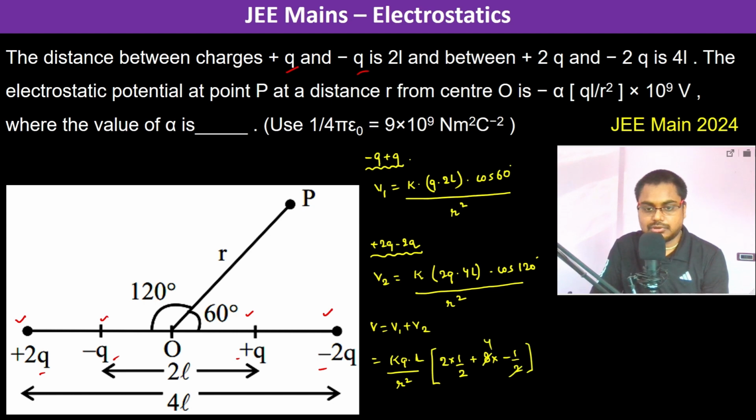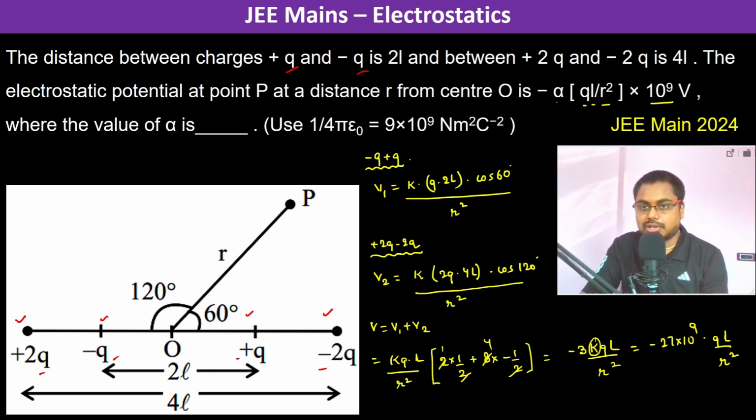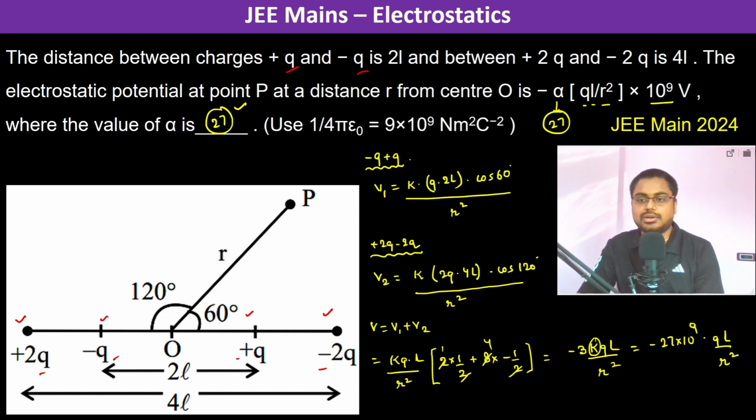So this is 4, this is 1. So minus 4 plus 1 is minus 3. So minus 3 kQL divided by r square. Now we should take k as 9 into 10 to the power 9. So minus 27 into 10 to the power 9 Q into L divided by r square. So if you see, QL by r square is there, 10 to the power 9 is also there, so therefore alpha should be 27. So the value of alpha is 27.